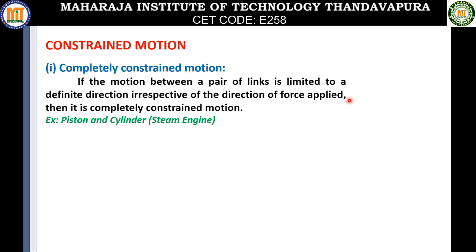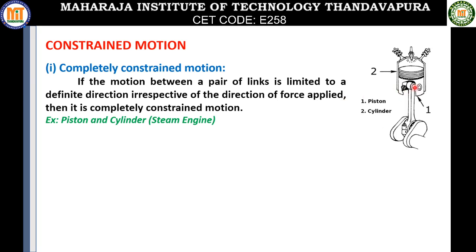The example is the piston and the cylinder. Here the piston and cylinder are the kinematic pair. No matter what direction I apply the force, link 1 should always slide up and down against link 2. Okay, so this is the example for the completely constrained motion.